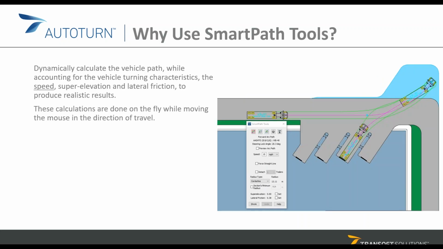And now let's talk about the SmartPath Tools and why to use them. The SmartPath Tools calculate the vehicle path while at the same time accounting for the turning characteristics of the vehicle, the speed, super elevation, and lateral friction. What that means to you is that AutoTURN will produce realistic results. All these calculations are done on the fly in the background by the software. If you're changing your speed, you will see the relationship soon enough, but there are two equations that the software is dynamically checking.